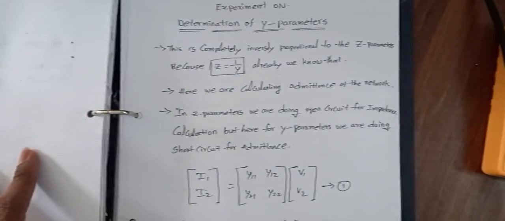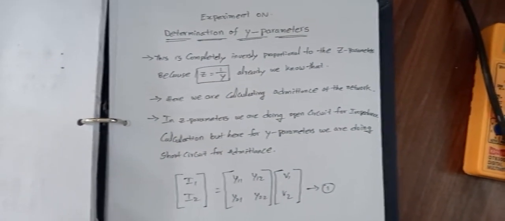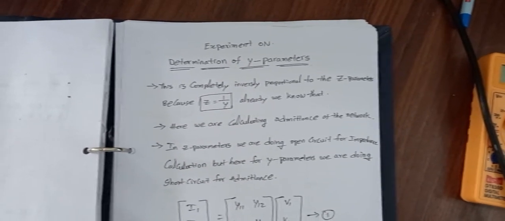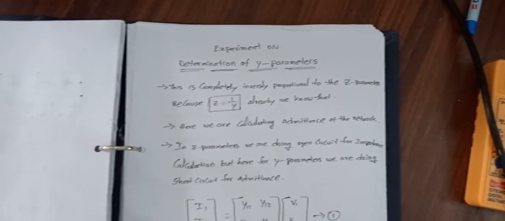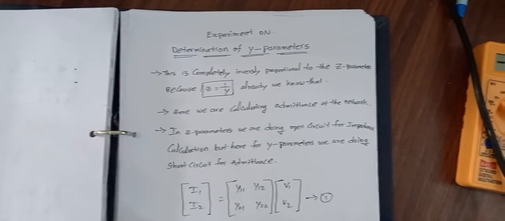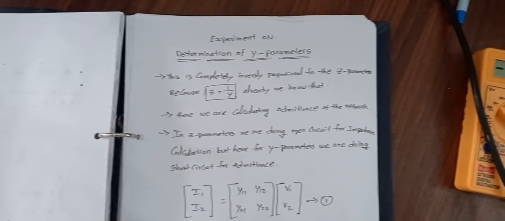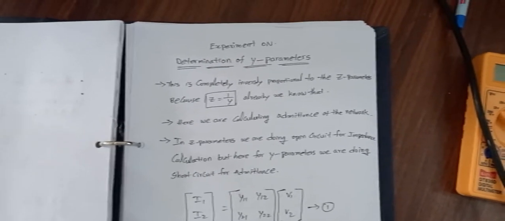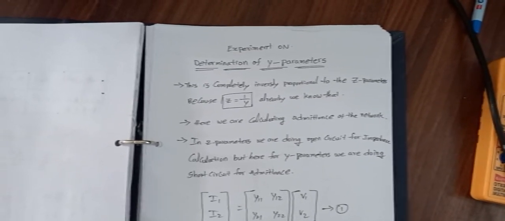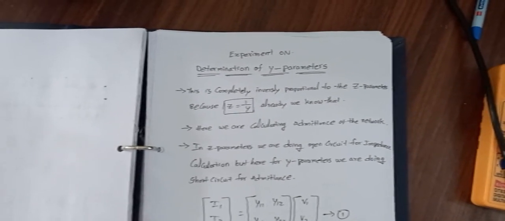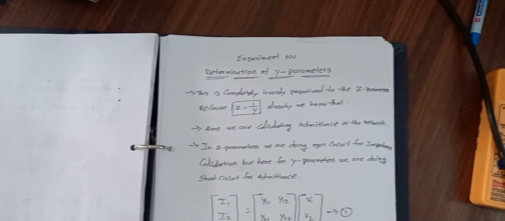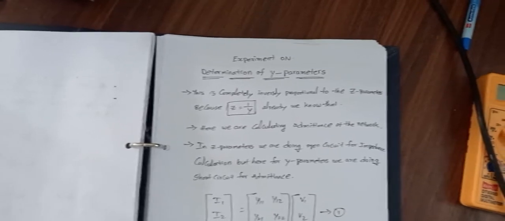So it means in the previous experiment, for impedance values, I mean Z parameter calculation, we took the open circuit condition, but here we are going to take a short circuit condition. In open circuit we got voltages very high and currents zero. That's why we do open circuit at the second port side, in the sense that the second port current I2 is zero, and we do open circuit at the first port, in the sense I1 current is zero.